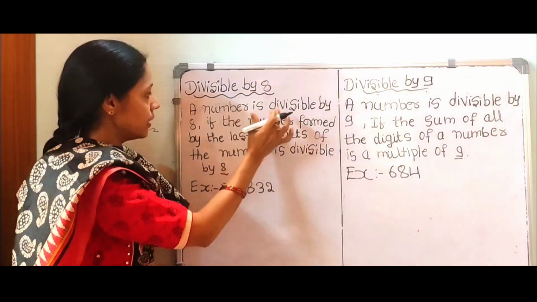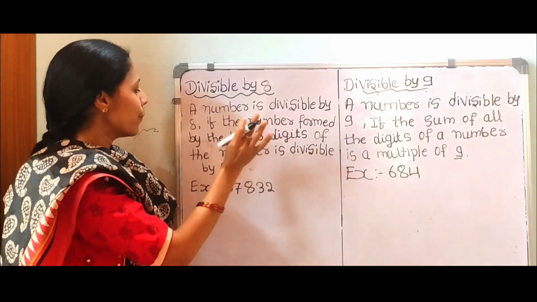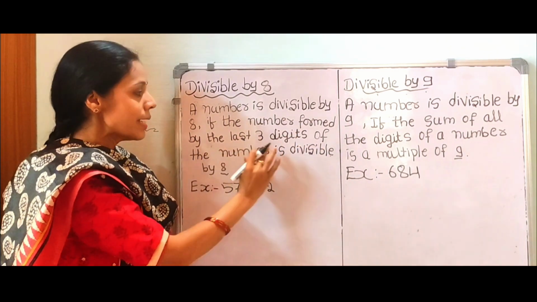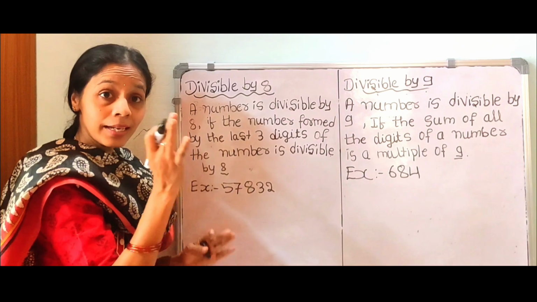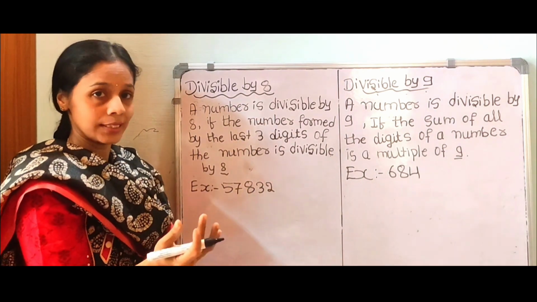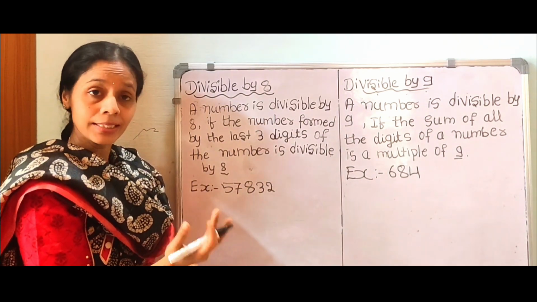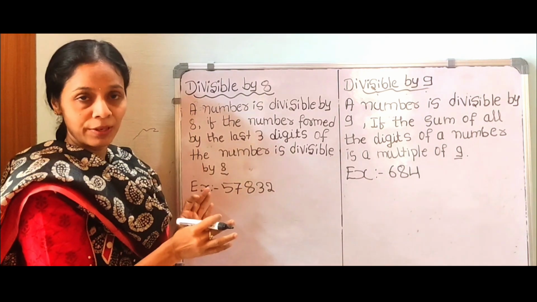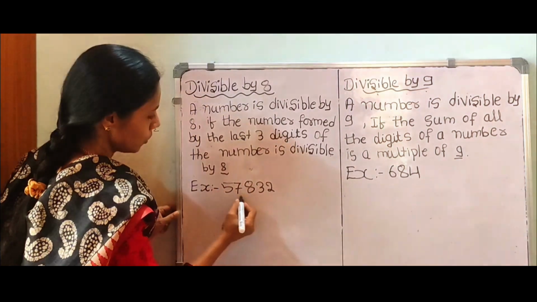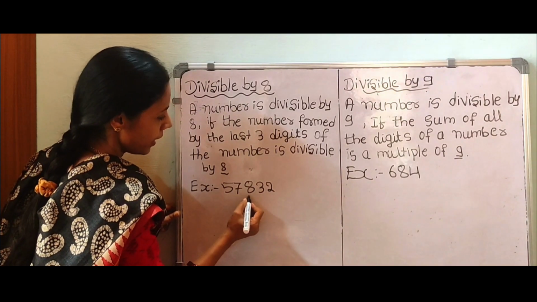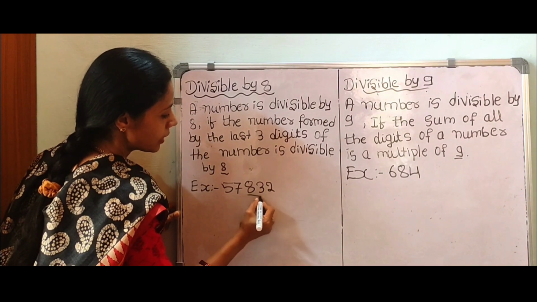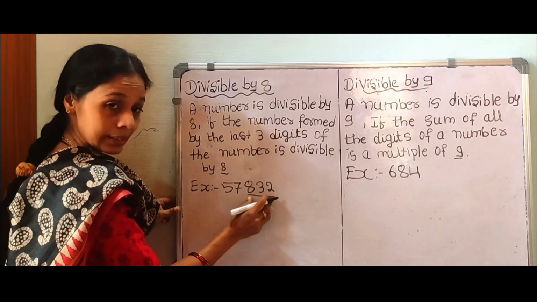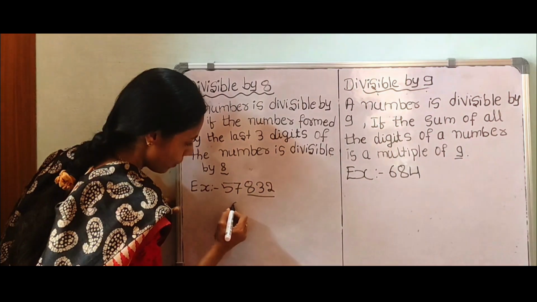A number is divisible by 8 if the number formed by the last three digits of the number is divisible by 8. If the last three digits are divisible by 8, the whole number is also divisible by 8. Consider an example. 57832 is there. The last three digits are 832. Are these three digits divisible by 8 or not?